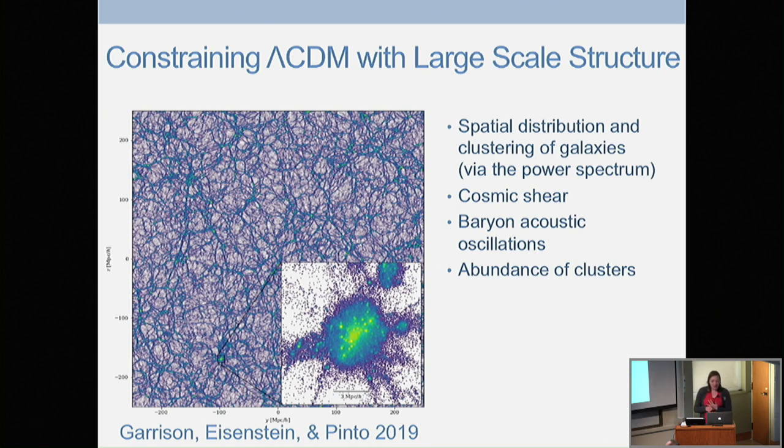The spatial distribution and clustering of galaxies, typically done through the power spectrum, is one thing that holds a lot of cosmological information. The cosmic shear holds cosmological information, baryon acoustic oscillations, and the abundance of galaxy clusters are all pieces of information from this large-scale structure that are rich in cosmological information for constraining cosmological models. Today we're going to look at the spatial distribution and clustering of galaxies, but we're going to remove that caveat that it has to be done through the power spectrum.